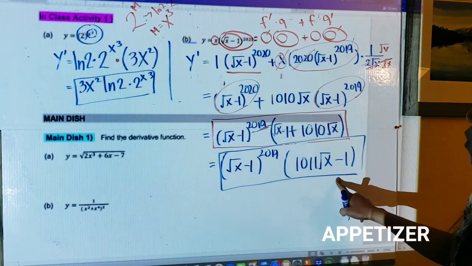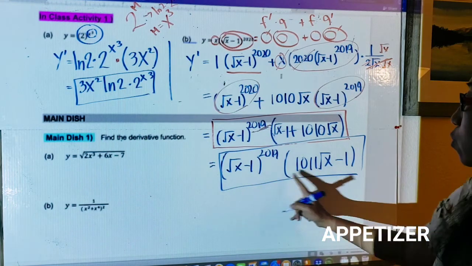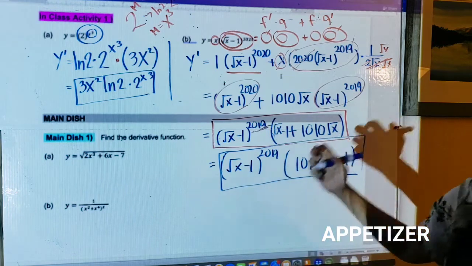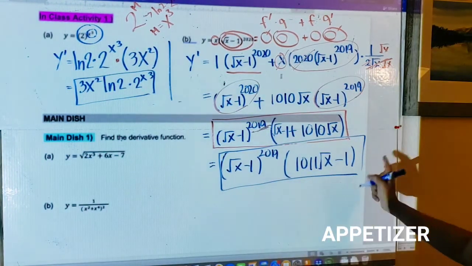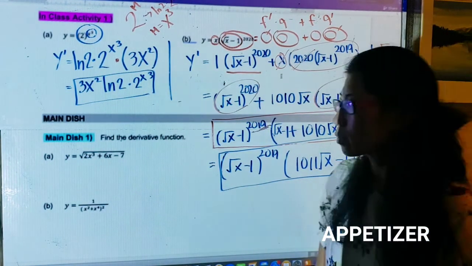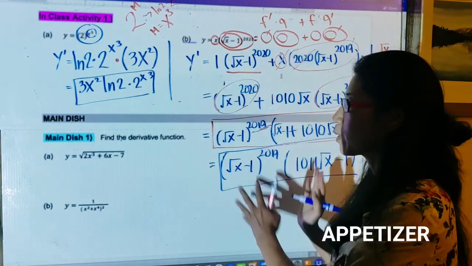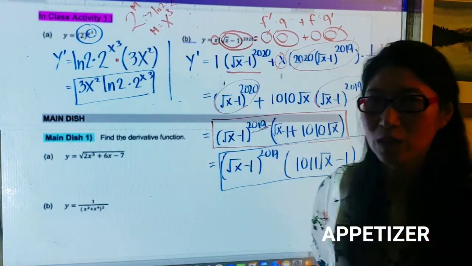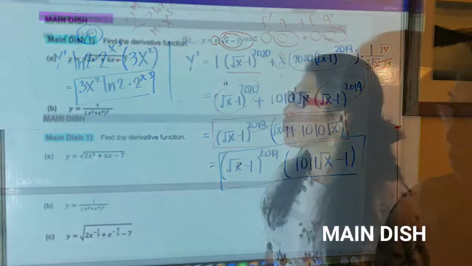So that's your derivative. But as you see, you have to simplify all the way. It turned out pretty nicely. So that's kind of an answer, and you have to put it on the homework too. Good luck. Now I'm going to explain more about those kinds of questions in the main dish. So keep following me and continue with our main dish.